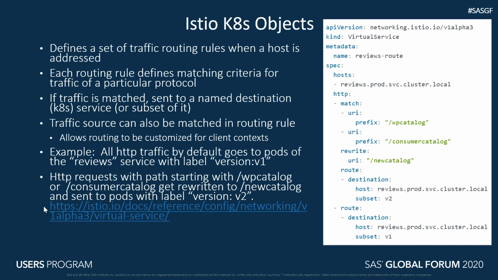If you look on the right, you'll see the HTTP section. You'll see what matches it, the URIs, different prefixes, those sorts of things, and then you can see how it gets routed based on what it matches. So, for example, all HTTP traffic by default goes to pods of the reviews service with label version v1. HTTP requests with a path starting with /wp-catalog, the consumer catalog here, get rewritten to the new catalog and sent to pods with label version v2. So we can redirect traffic, we can split traffic, we can filter traffic as we need using the virtual service.